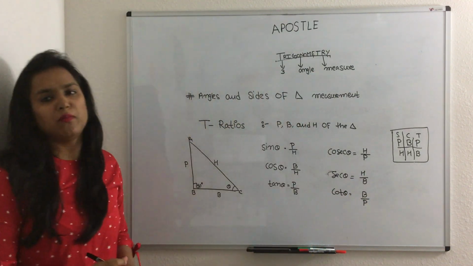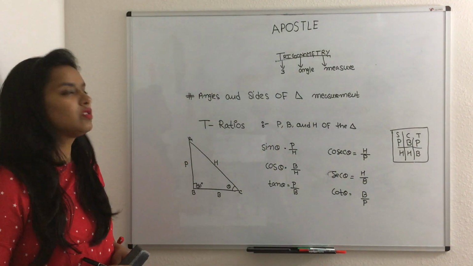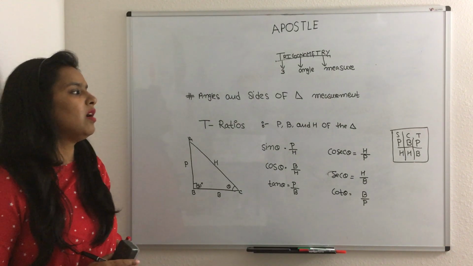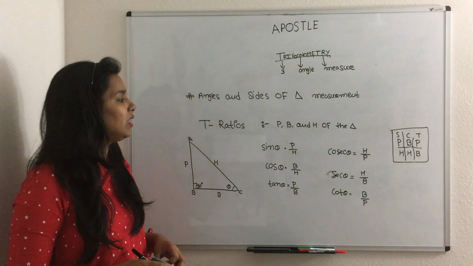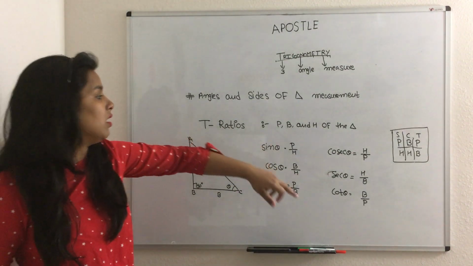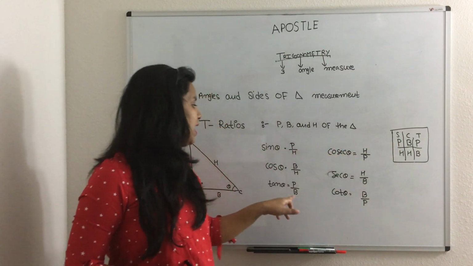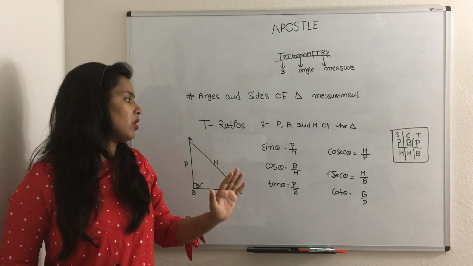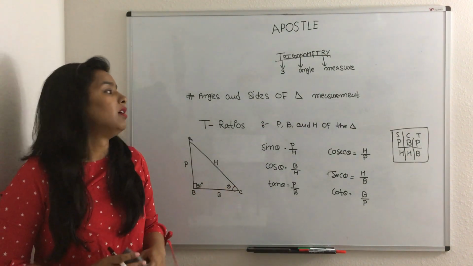This is a really very important concept. I am going to explain the T ratios again. There are 6 T ratios and there is a shortcut trick, that is Pandit Badri Prasad Har Har Bole Sona Chandi Tole. So first sine theta is P by H, cos theta is B by H and tan theta is P by B, and cosec, sec and cot are the reciprocals of sine, cos and tan.